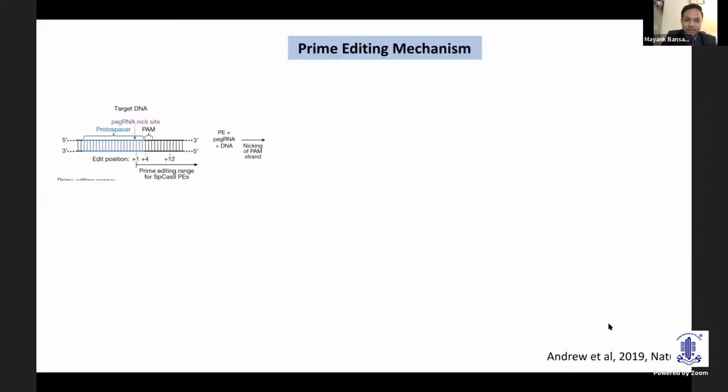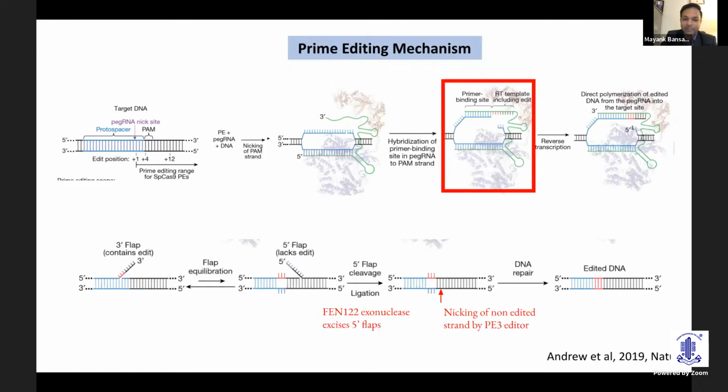The other further change has been prime editing. To make it simple, essentially, there is a reverse transcriptase domain along with it, and something known as a prime editing guide RNA.